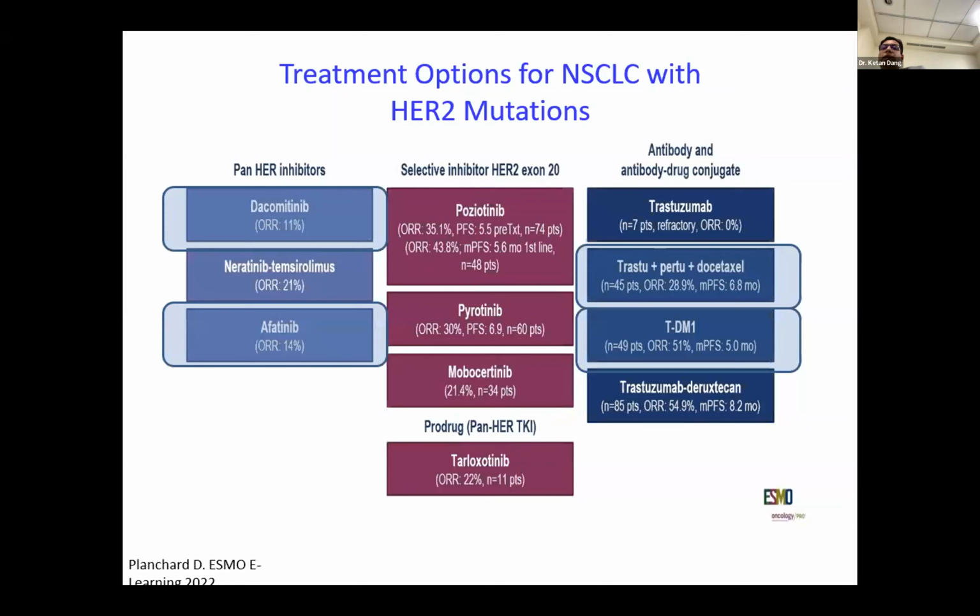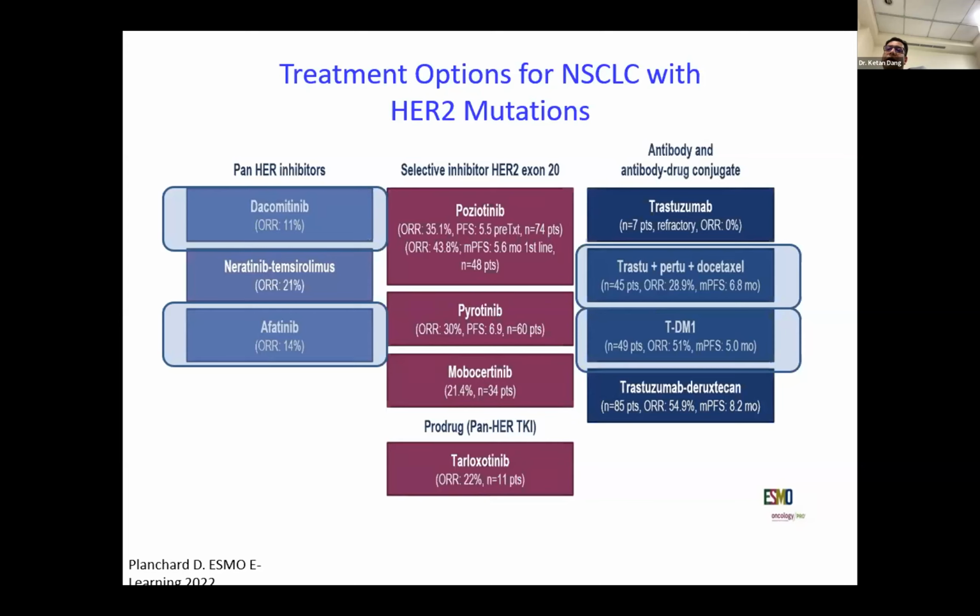The data from clinical studies that we have is that pan-HER inhibitors, dacomitinib, neratinib, or afatinib, will have modest response rates of 10 to 20%. We don't have the selective HER2 exon-targeted therapies available in India, that is poziotinib or pyrotinib. They might be available in the US in clinical trials.